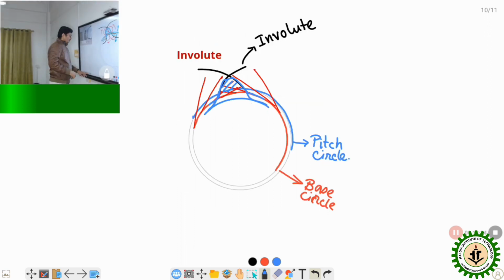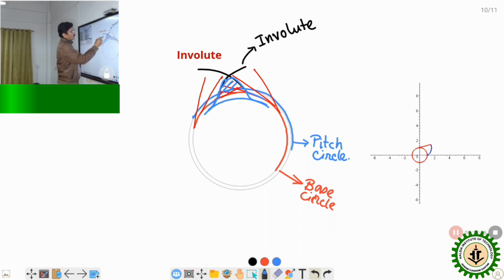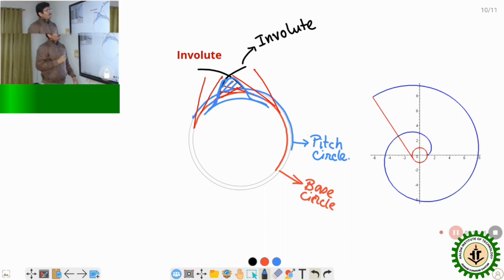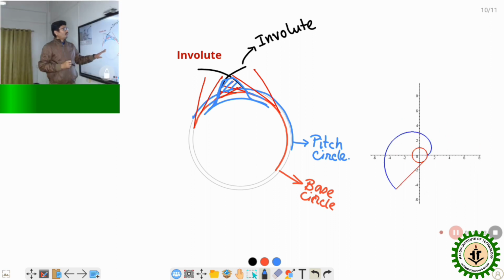But in case of the involute profile, the total curve is involute, and whenever meshing occurs, the tooth of the pinion or the gear is touching a single curve profile, that is the involute profile. So that's why in the involute profile, much less vibration occurs compared to the cycloidal tooth profile.